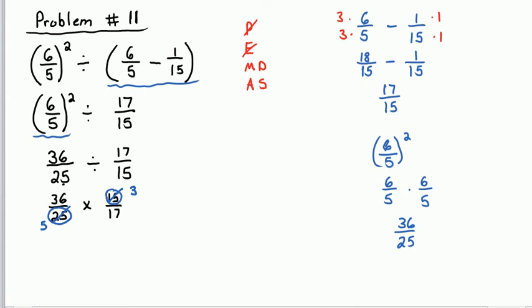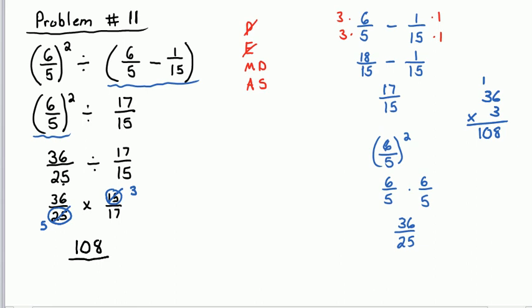Now I'll continue with my multiplication. 36 times 3. We'll come over to the side to make sure I get that right. 36 times 3. 3 times 6 is 18. Carry my 1. 3 times 3 is 9. Plus 1 is 10. So that gives me 108 when I multiply my two numerators together. So my numerator will be 108.